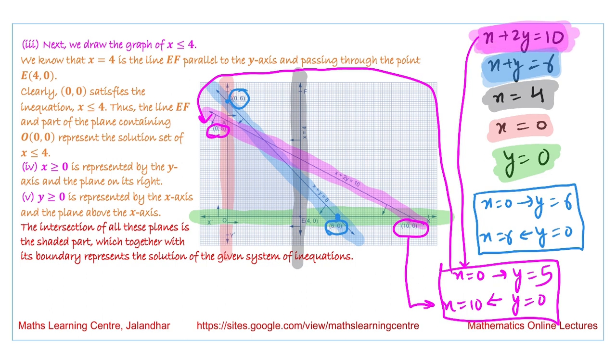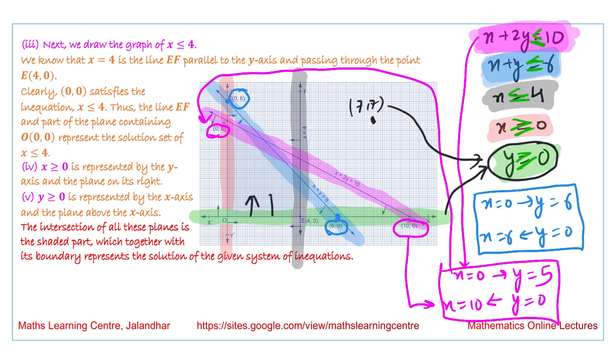Now we have to shade the regions corresponding to each inequality. In the given question, the inequalities are x plus 2y less than equal to 10, x plus y less than equal to 6, x less than equal to 4, x greater than equal to 0, y greater than equal to 0. Y greater than equal to 0 is the line y is equal to 0. If I consider any point over here, suppose the point 7, 7, it will satisfy this inequality that y is greater than 0. So we are talking about the portion above the x-axis.